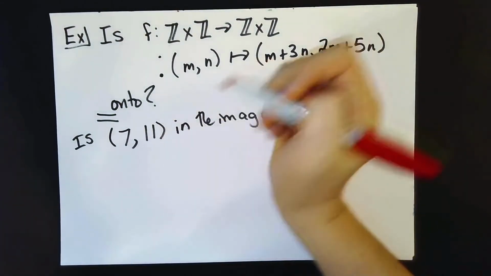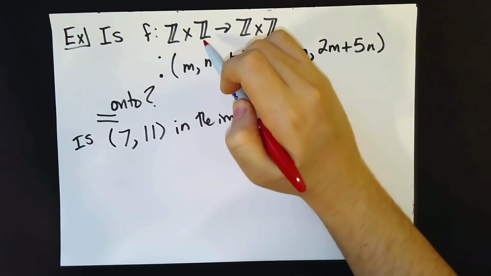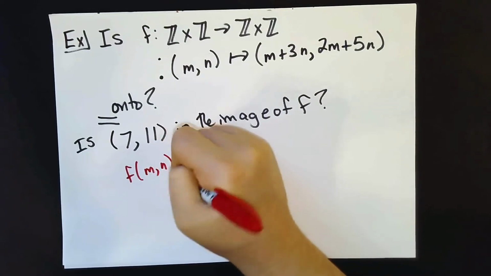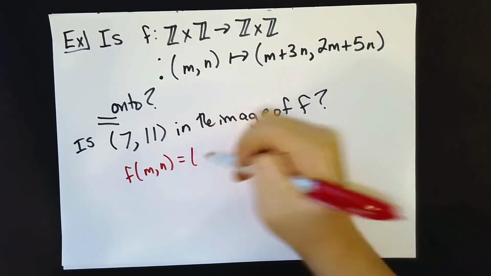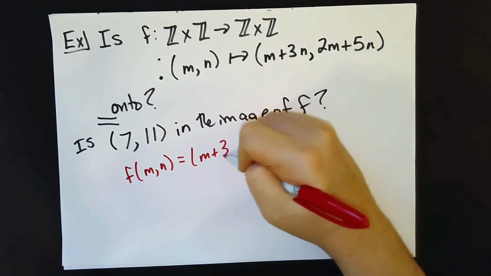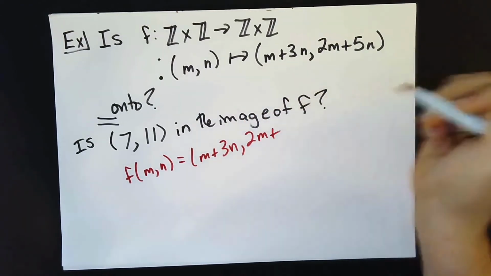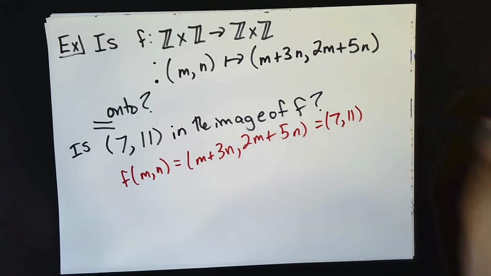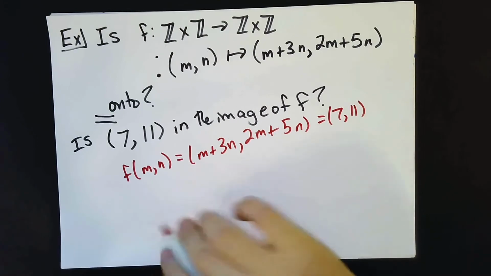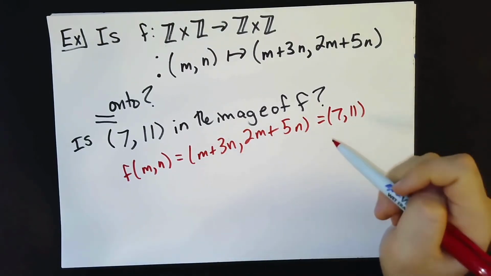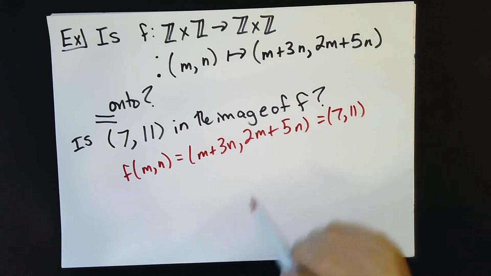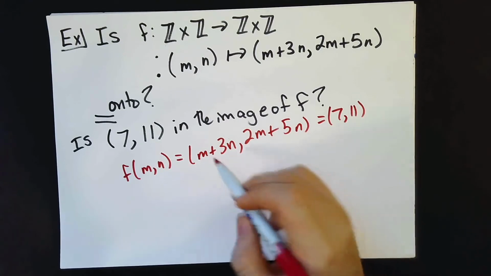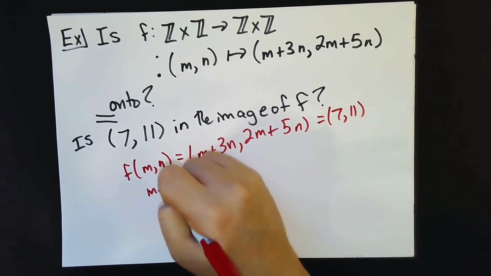So, I'm imagining, okay, something here, some m, n, maps to 7, 11. What does that m, n look like? Well, this thing is m plus 3n, 2m plus 5n, and this is 7, 11. And we talked about this kind of thing back in the section on calculating whether things were in the image or not. What is this really saying? This is really saying m plus 3n is equal to 7.